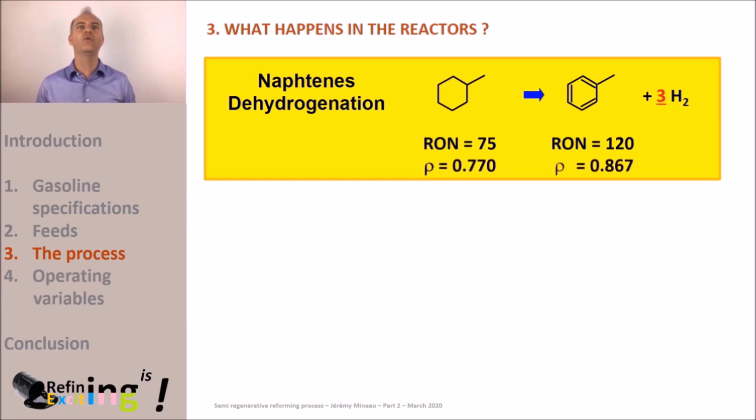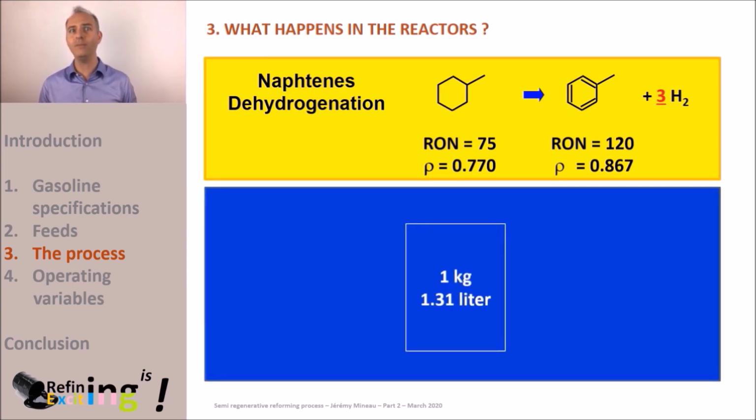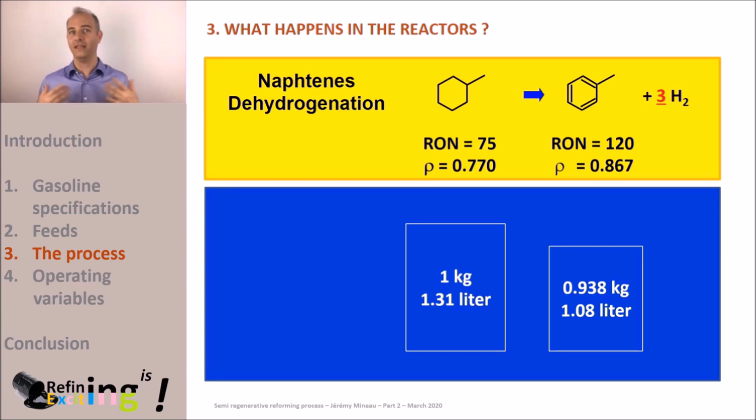In short, 1 kilogram of liquid methylcyclohexane, which represents 1.31 liters at 15 degrees C, will be dehydrogenated into 0.938 kilogram of toluene, which represents 1.08 liters at 15 degrees C. Therefore, there is a reduction in volume of 18% for this reaction. This is due to the reduction in the mass of the product, because 3 molecules of hydrogen are produced, and to the density effect. I'm afraid that is the price we have to pay in order to increase the octane of the naphthenes. Their mass and their volume are reduced.